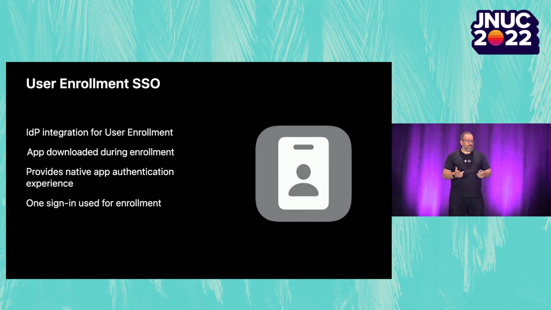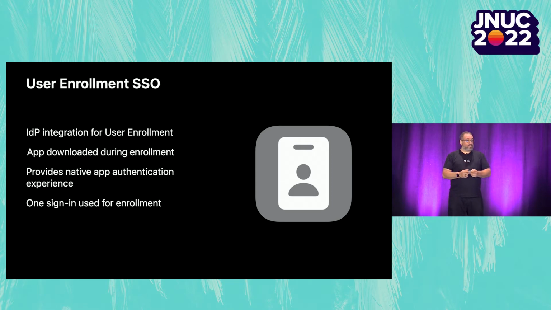Enrollment SSO is designed to make user enrollment faster and easier by reducing the number of sign-ins required during enrollment. This is accomplished by installing an identity app, using it to handle repeated authentication during and after the enrollment process. Users start out by entering their email address in Settings. They're then prompted to download the app from the App Store. This app provides the UI to perform the authentication steps.